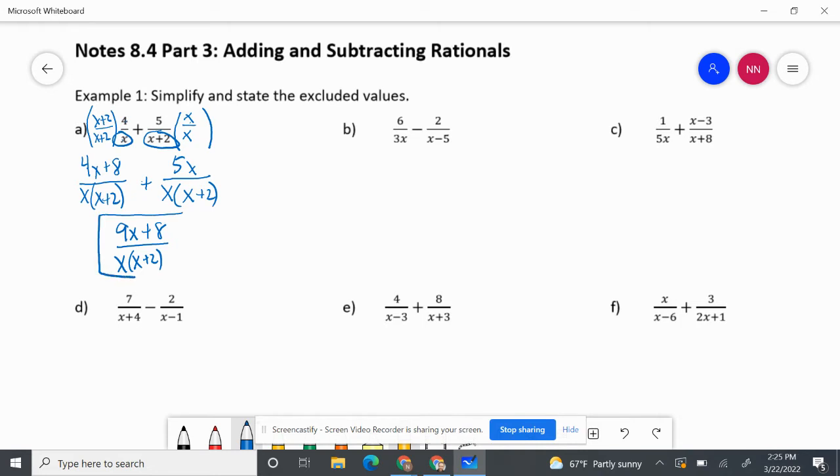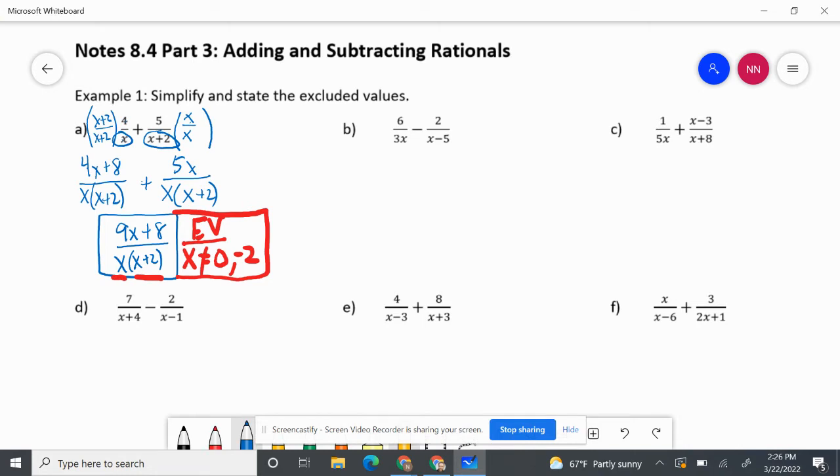Now, the other thing that we're going to add to this is we're going to find the excluded value. It's been a little while since we've done excluded values. So just in case you forgot, the excluded value is what gives us 0 for the denominator. So here we have a monomial, so that would be 0. And here, what would give us a 0 would be a negative 2, because negative 2 plus 2 is 0. So our two excluded values are 0 and negative 2.